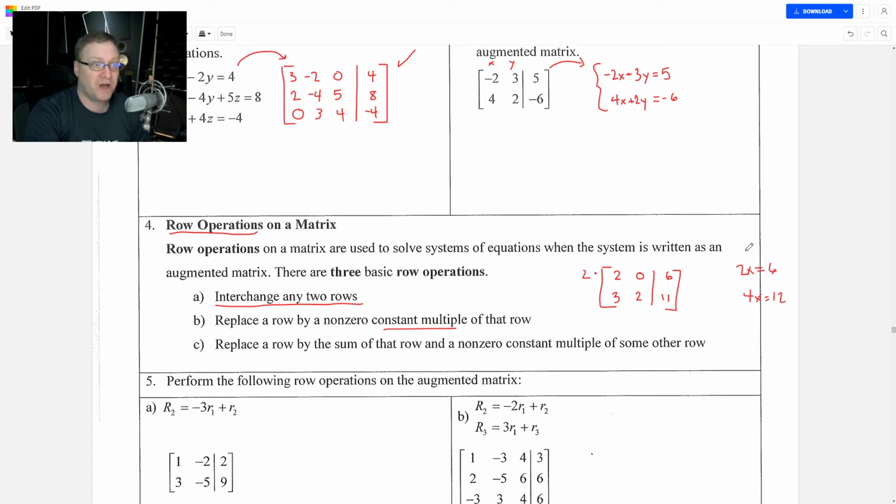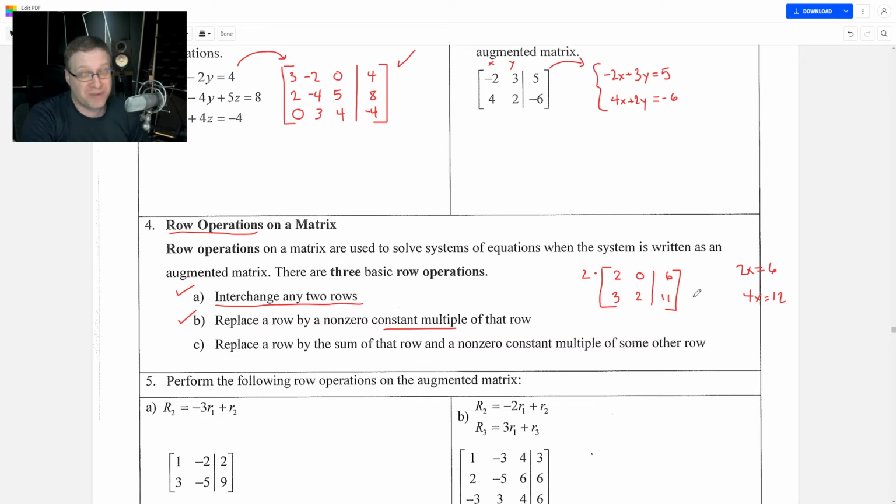I could multiply by 20, so that would be 40x equals 120. That means x equals 3 again, all right? It's always the same. So we can multiply a row by a constant number, and it doesn't change the equation, all right? So that's a row operation. And the next row operation that we can use is we can replace a row by the sum of that row and a constant multiple of some other row.